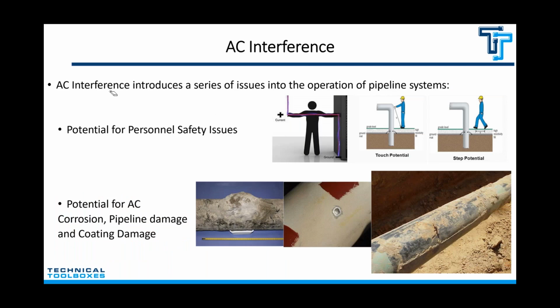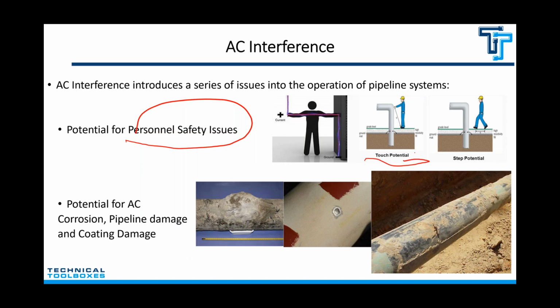Now, why do we worry about this? It causes a series of problems on your pipeline systems. The first and foremost we have to worry about is the safety issues. If you pick up AC voltage or current on a pipeline, anybody who might be in the vicinity of that pipeline can be exposed to safety hazards, by touching a test station, above ground valve, or above ground metering station, anything that's above ground they can touch.